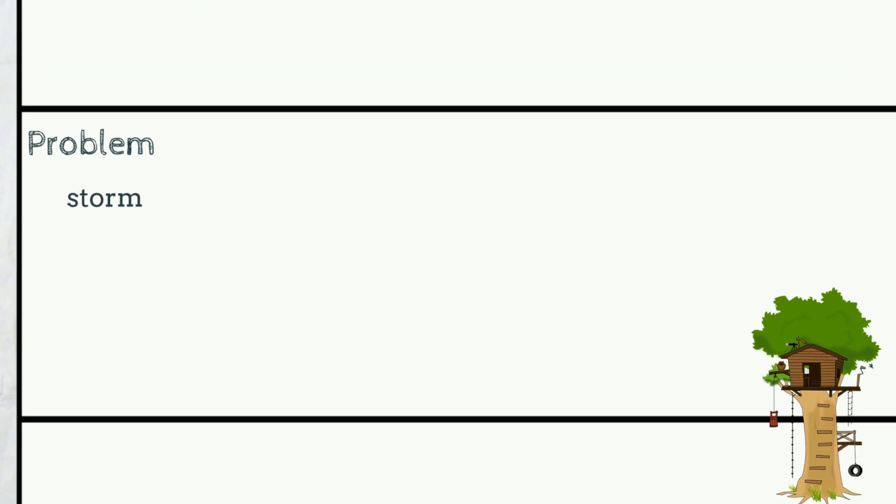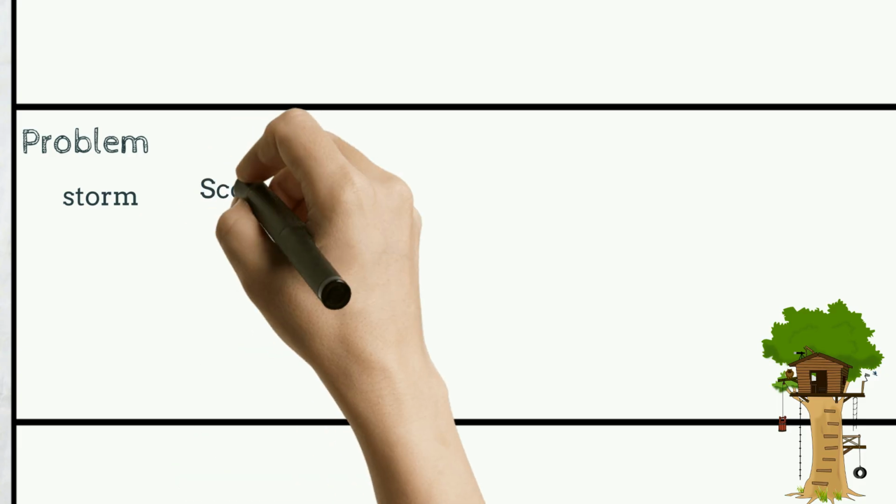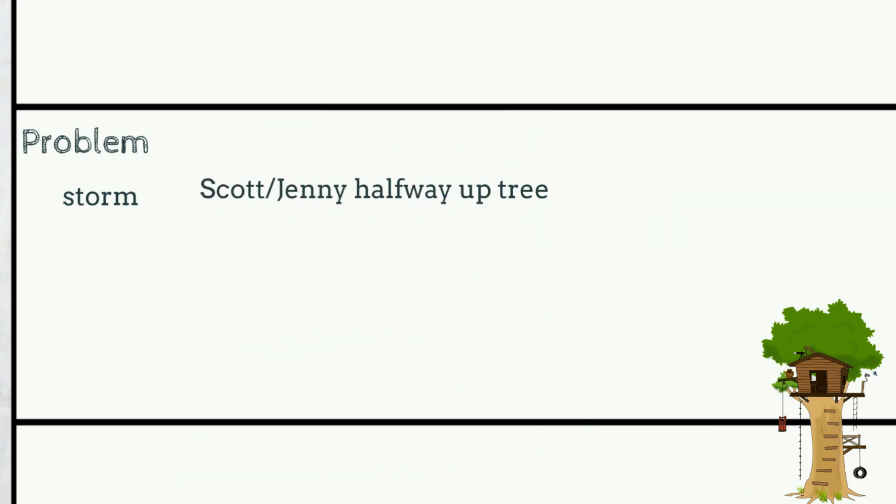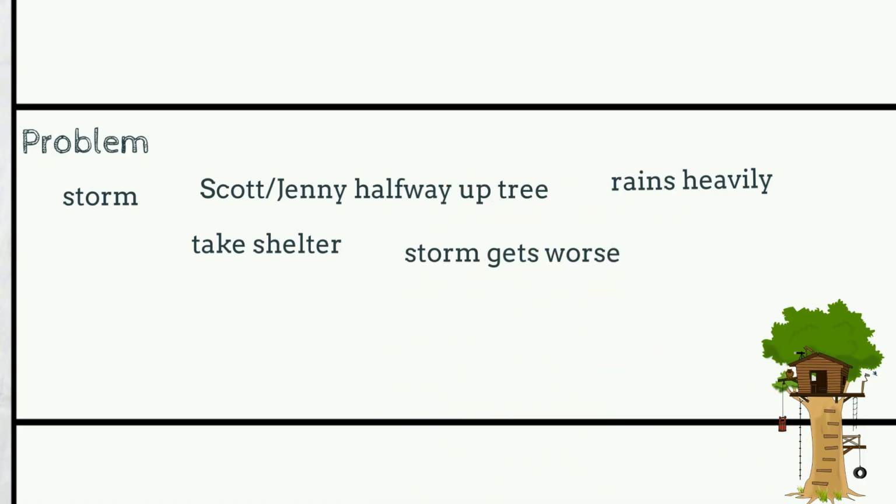I think it would be exciting for the storm to hit while one of the characters was halfway up the tree. Then they could decide it is best to take shelter in the treehouse when it suddenly starts raining heavily. Then the situation could get worse. The wind could get stronger and rattle the windows. Maybe a piece of the roof could get blown off. I'm happy with the basic outline of the events of my problem. Now I'm going to plan for the language that I will use.